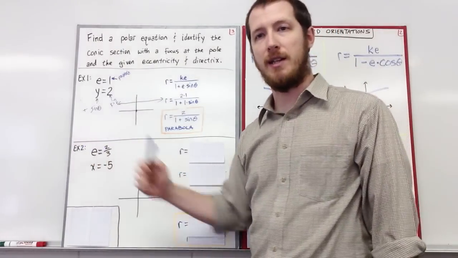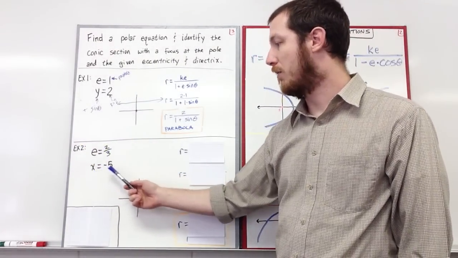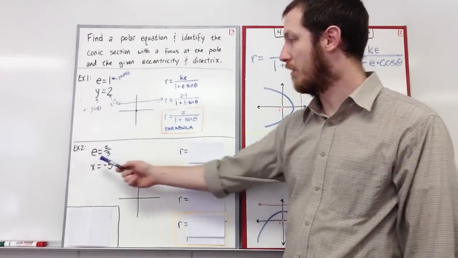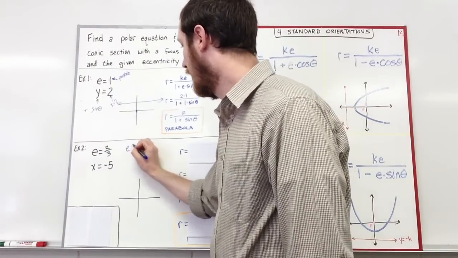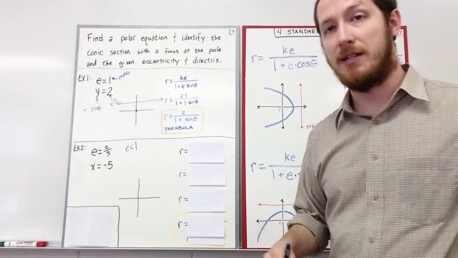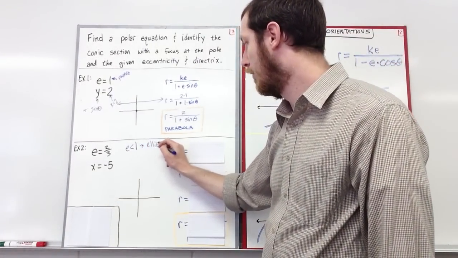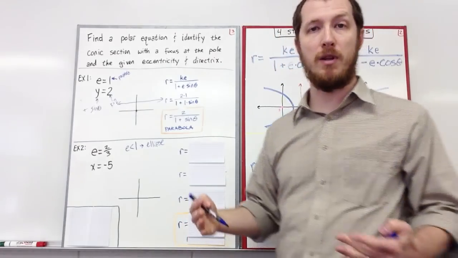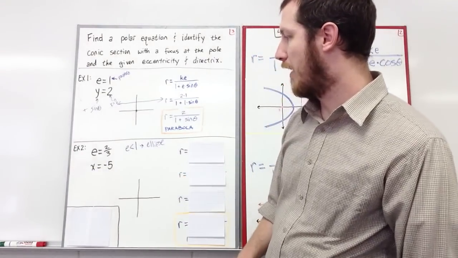All right, let's look at a second example. We've got e equals 2/3, and we've got x equals negative 5. Okay, so our eccentricity is 2/3. Well, 2/3 is less than 1, so that tells me that we're going to have an ellipse. Okay, so right off the bat, we know what kind of conic section we have. So x equals negative 5, so let's break this down.